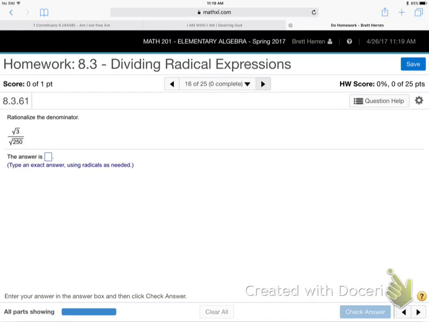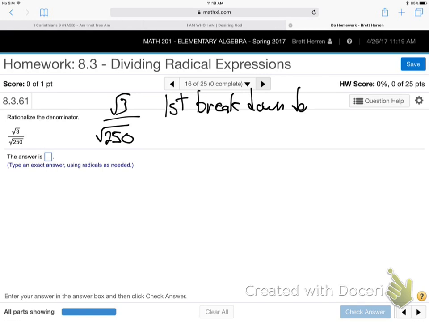Okay, so root 3 over root 250. Yeah, let me give you some help on this one. First, break down the denominator. Before you do anything else, break down the denominator. In other words, use your calculator.